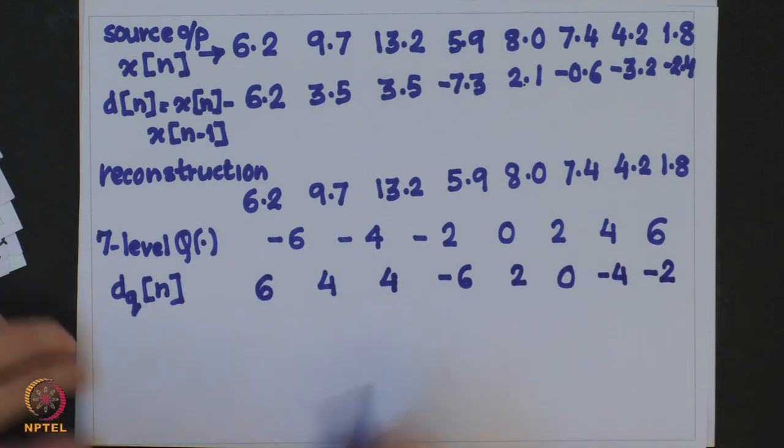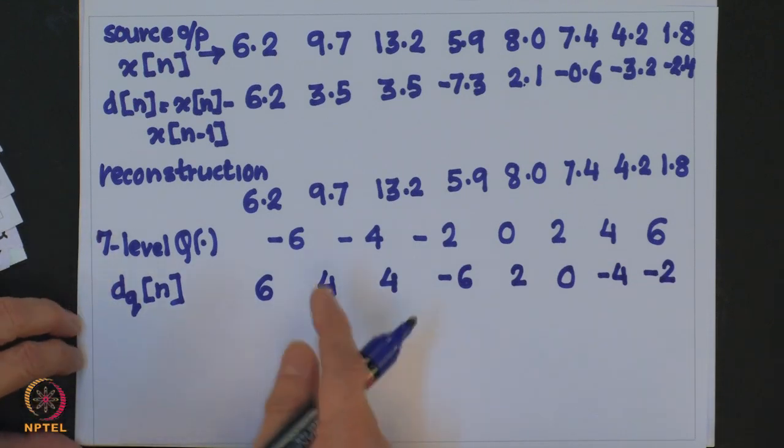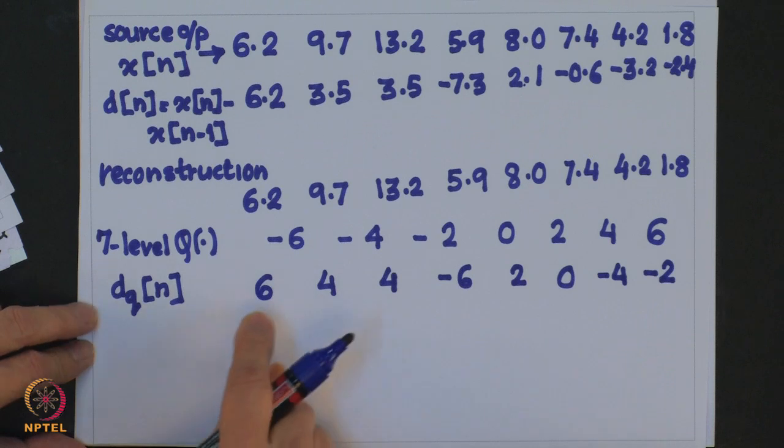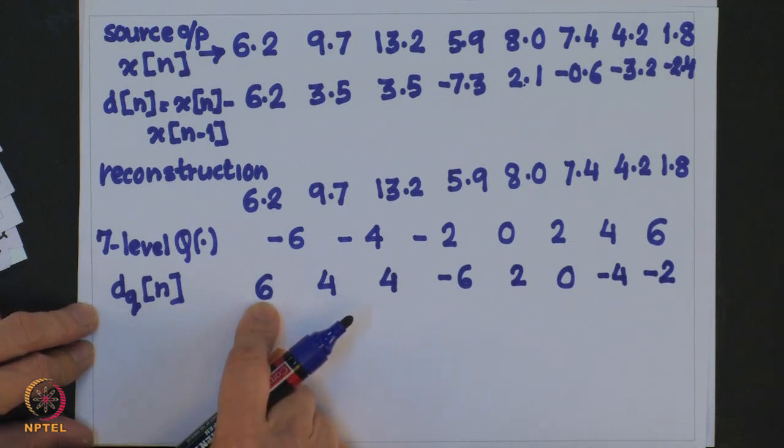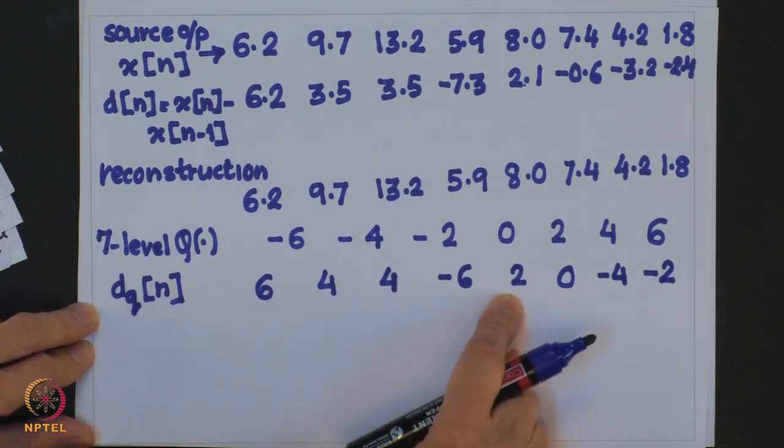Now, what I do at the receiver is basically I follow the same strategy of reconstruction, take my error signal or difference signal.